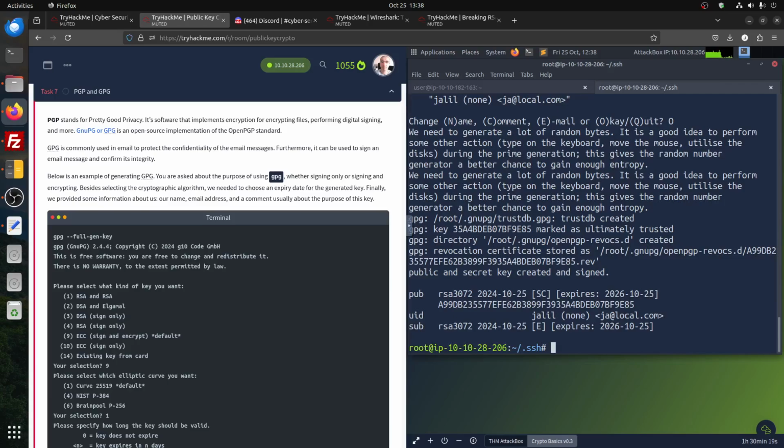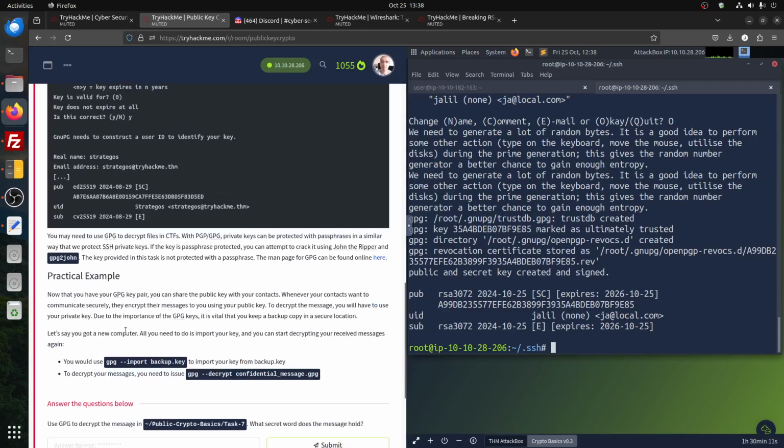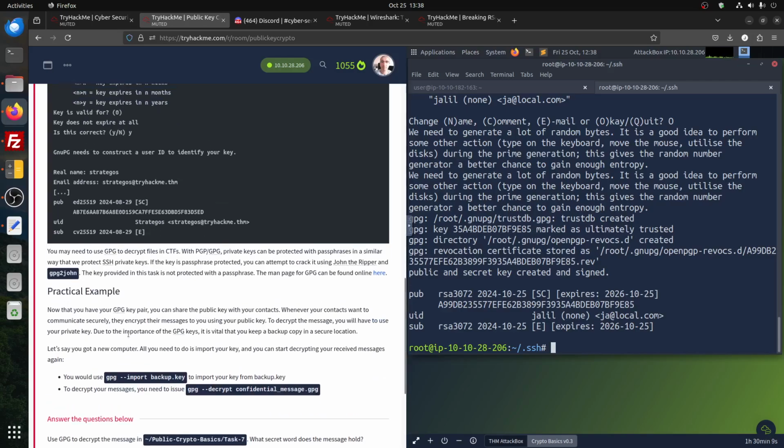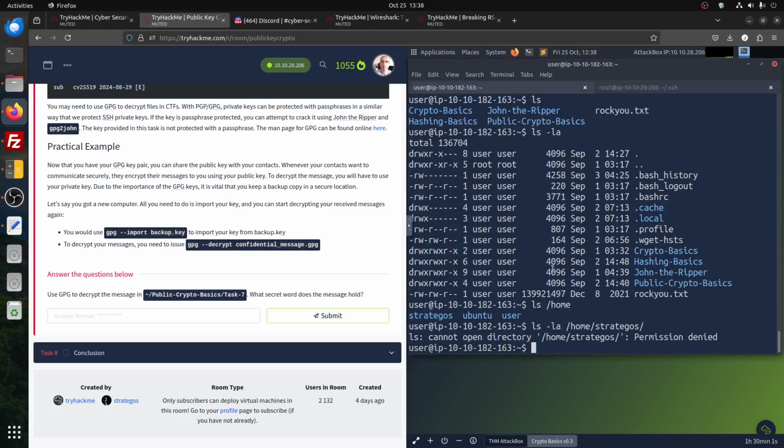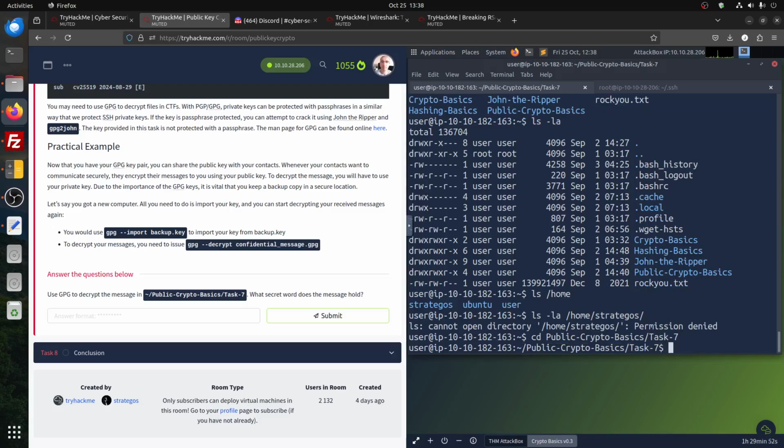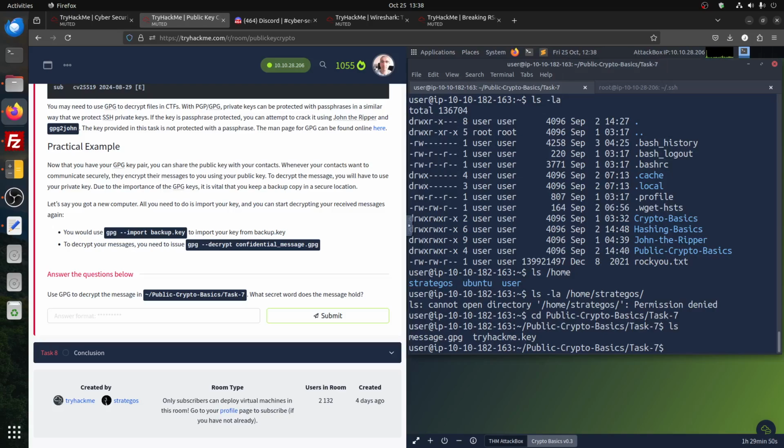So we got the public key, and it was generated under root, so you can use them later on. But for this example we don't. This example is more about how to import. Usually you get it in a CTF, how you import the key and how you decrypt it. And we can go to our example, cd public basic task 7. If we go there, we have a message and we have the key.